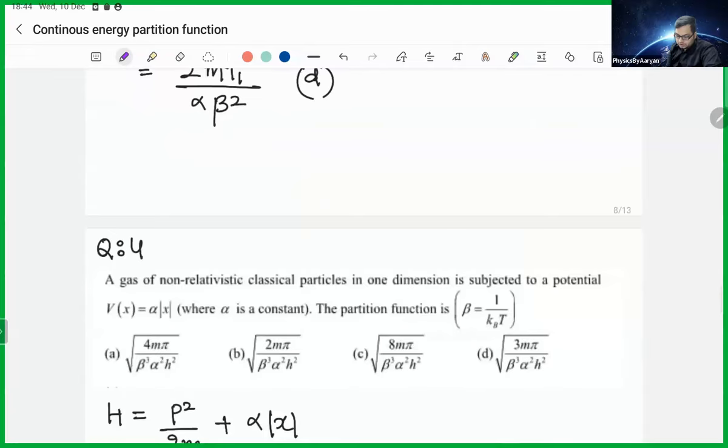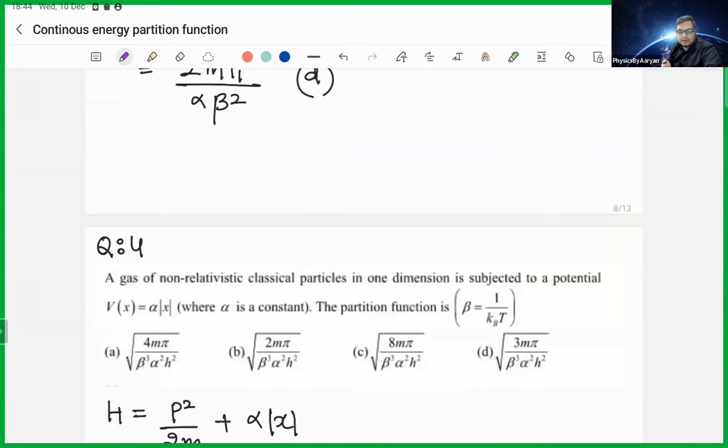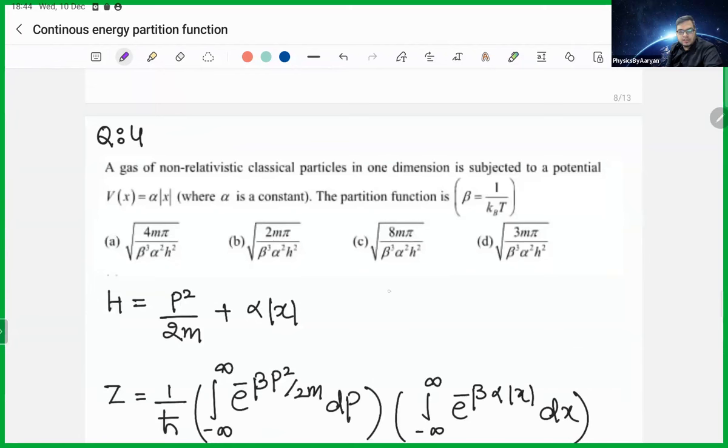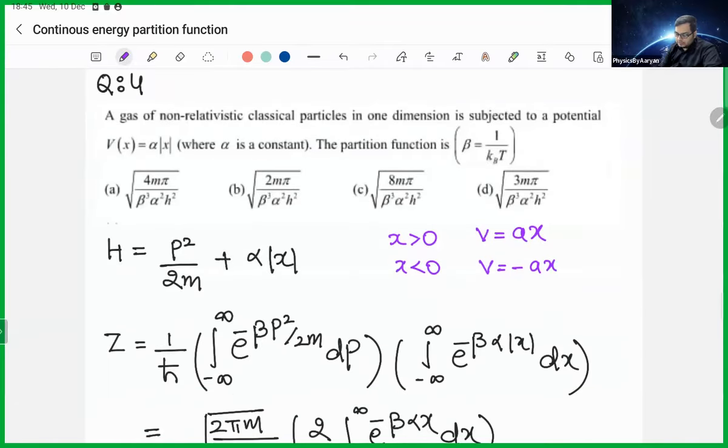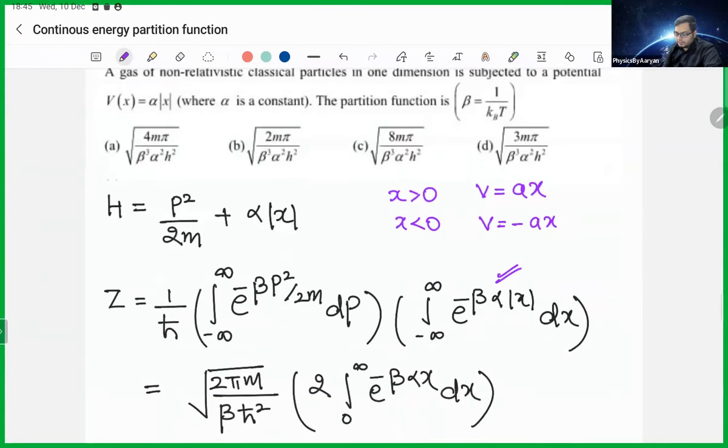Nothing difficult. Okay, a gas of non-relativistic classical particles in one dimension is subject to the potential alpha x. इसको कैसे डील करोगे? So if you are at x greater than 0, potential will be ax, and if you are at x less than 0, potential will be minus ax. So when you are solving this integral, this is an even function. So rather than finding integral from minus infinity to infinity, you can multiply by 2 and find the integral from 0 to infinity. ठीक है?